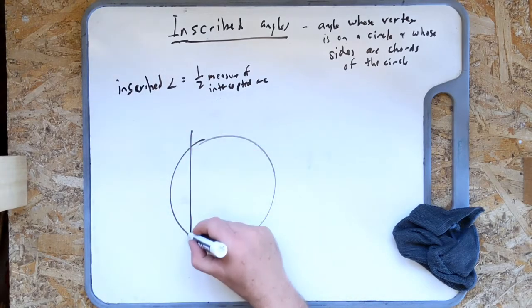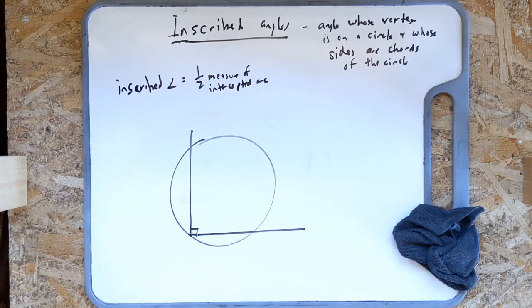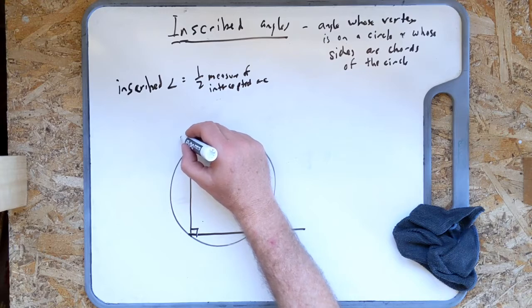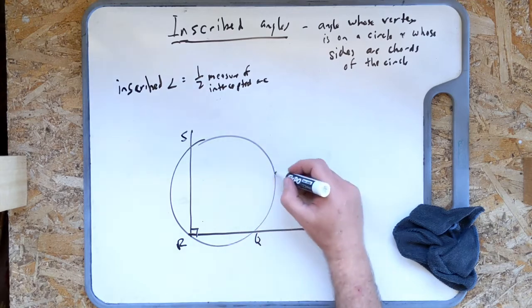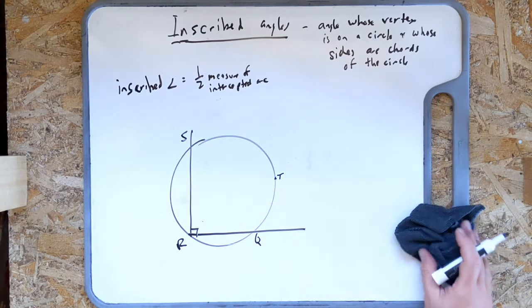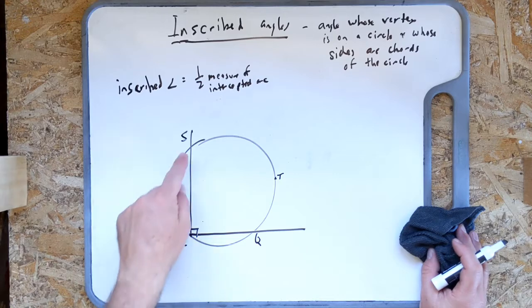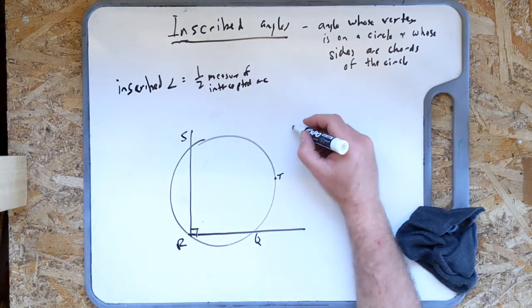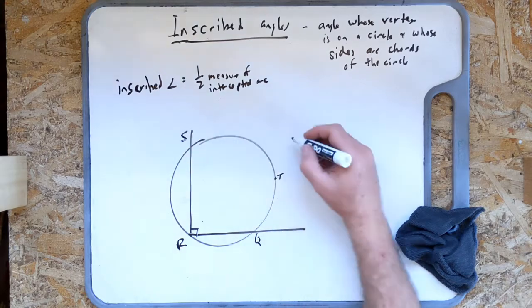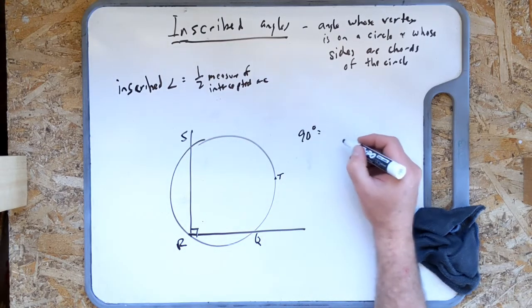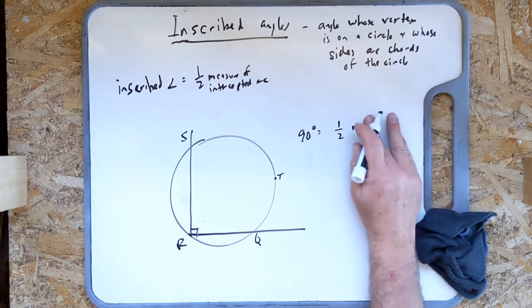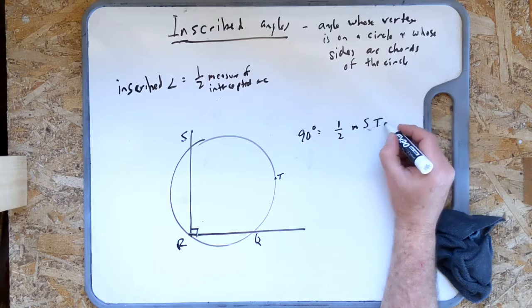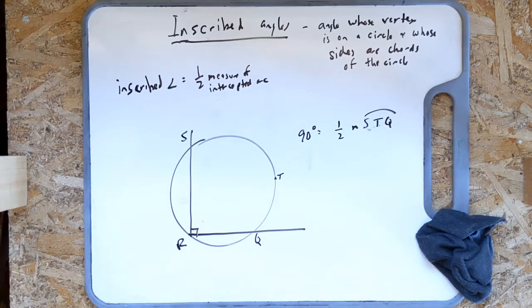There we go. This is 90 degrees here, a right angle, and I'm going to put some labels on this. S, Q. This is R. I'll put a point out here, T. So the question is, if this is the angle R, what is this arc? The angle itself is 90 degrees. That equals 1/2 of the measure of the arc, which in this case is arc STQ.